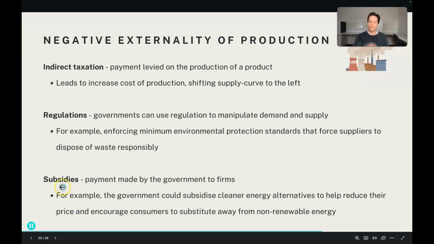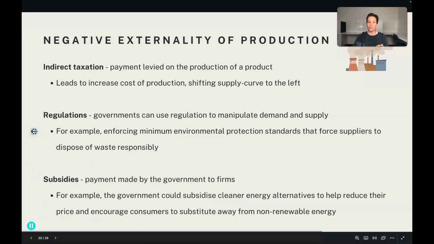And then finally, subsidies. Now, this one's new. We haven't looked at it yet. Obviously, you've looked at it in micro, but not with respect to externalities. And this is a situation where the government may subsidise a cleaner substitute, right? So payments made by the government to firms, that's what a subsidy is, and that's designed to reduce the cost of production. So the government could subsidise cleaner energy alternatives to help reduce their price and encourage consumers to substitute away from the non-renewable energy.